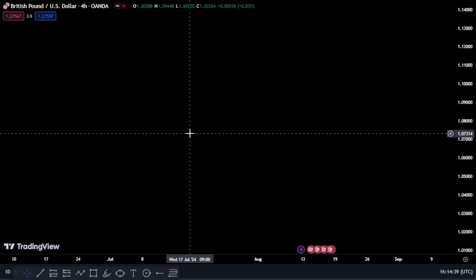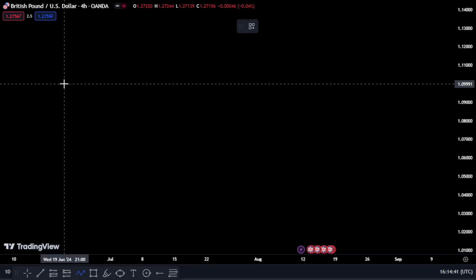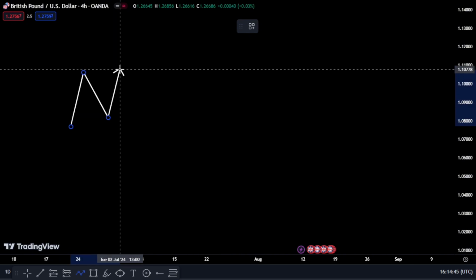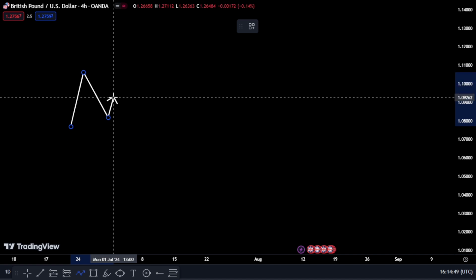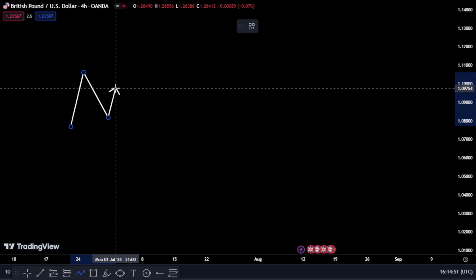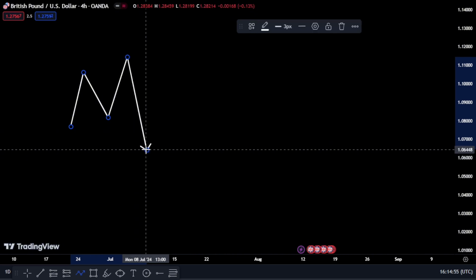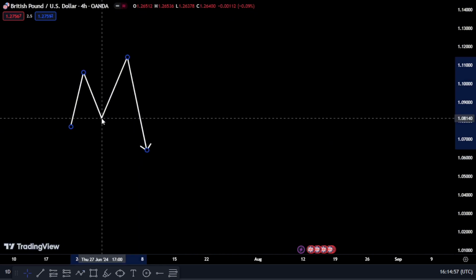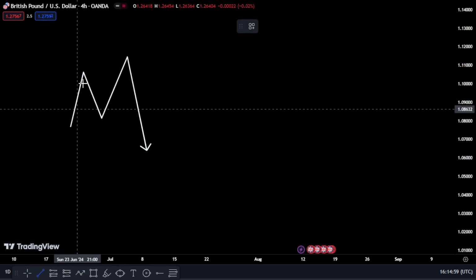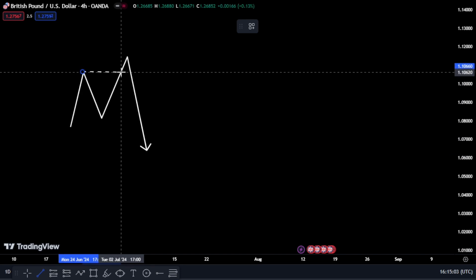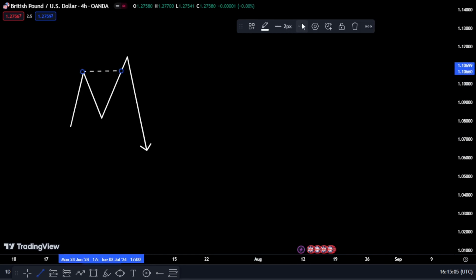So at the end of the day, what happens? You see a double top pattern. What happens? The market ends up going higher and then coming all the way down to the downside. So you end up being manipulated, and the stop loss ends up being taken out.